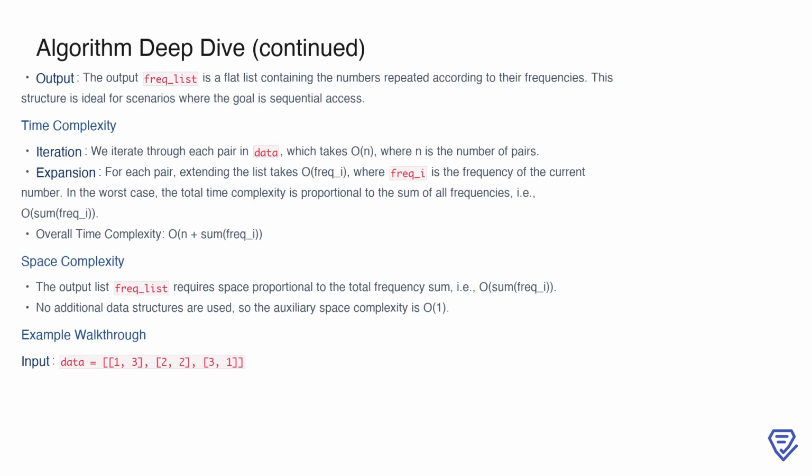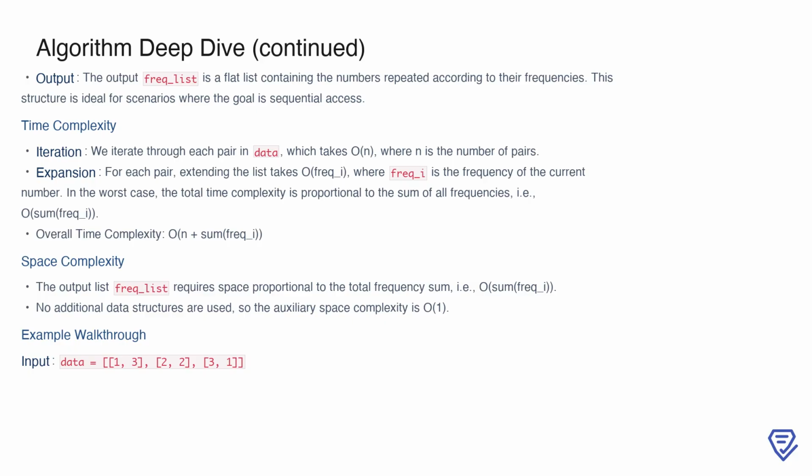Now, let's analyze the time and space complexity of this algorithm. For the time complexity, the algorithm first iterates through all pairs in the input list. This takes O(n) time, where n is the number of pairs. For each pair, we extend the list based on the frequency. Extending the list for a single pair takes O(frequency_i), where frequency_i is the frequency of the current number. Therefore, the total time complexity is proportional to the sum of all frequencies across all pairs, which can be expressed as O(n + sum(frequency_i)).